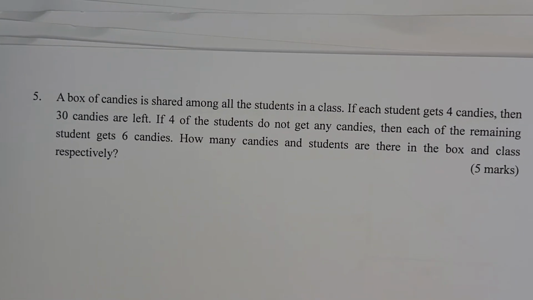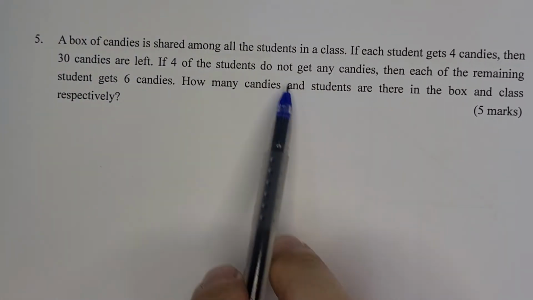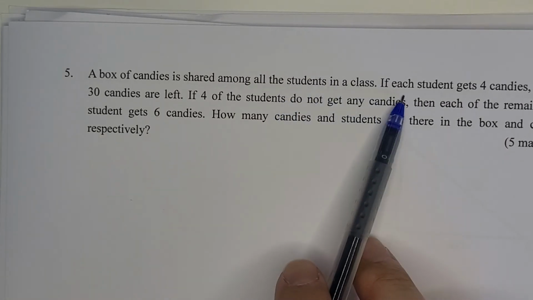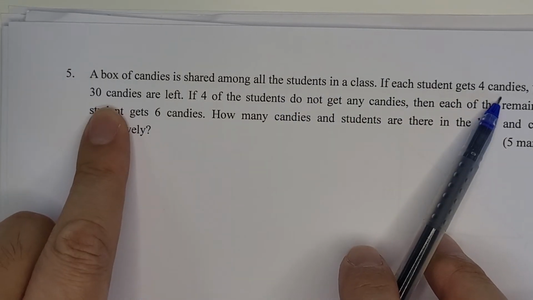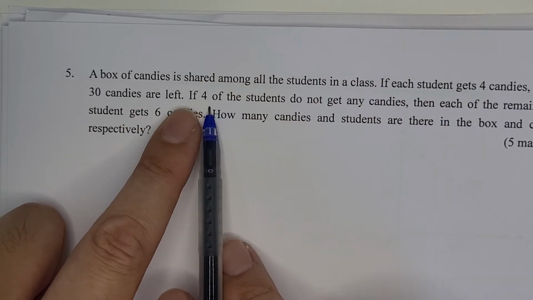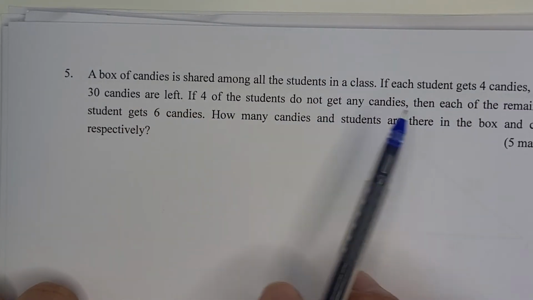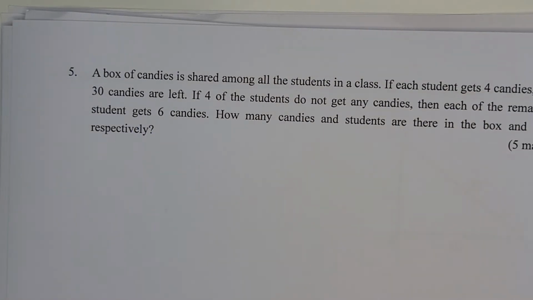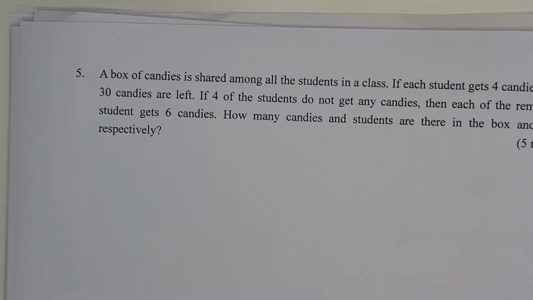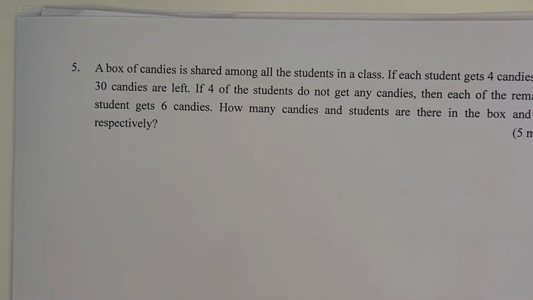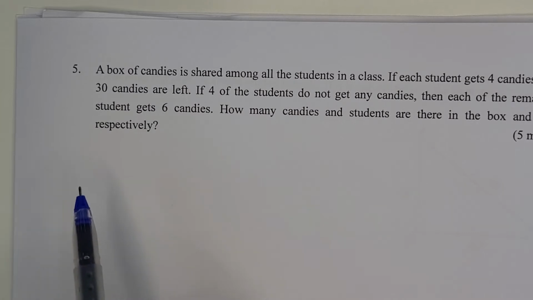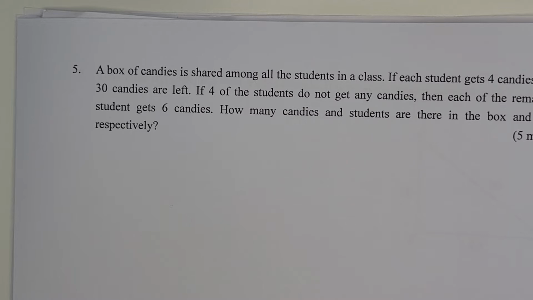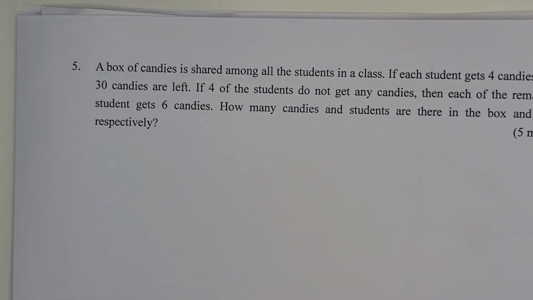There's a word problem. A box of candy is shared among all students in a class. Each student gets 4 candies, then 30 candies are left. If 4 of the students do not get any candies, each of the remaining students gets 6 candies, okay? Now the tricky point is there are 2 variables, okay? The first variable is the number of students in the class, another variable is the number of candies, okay?